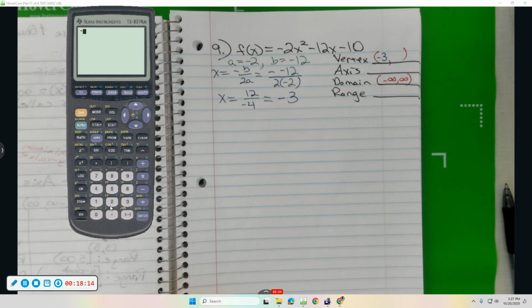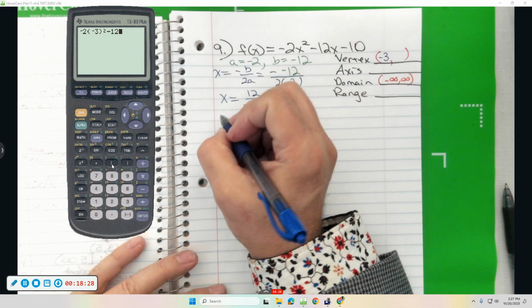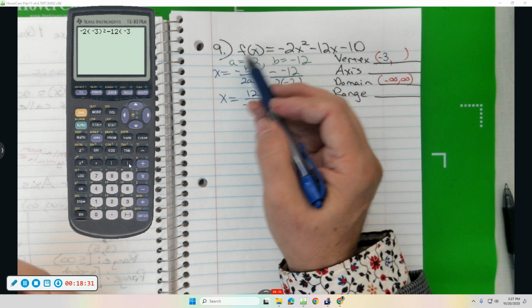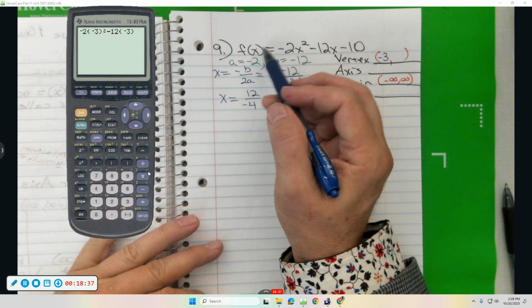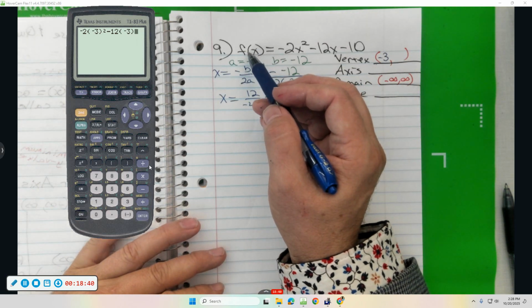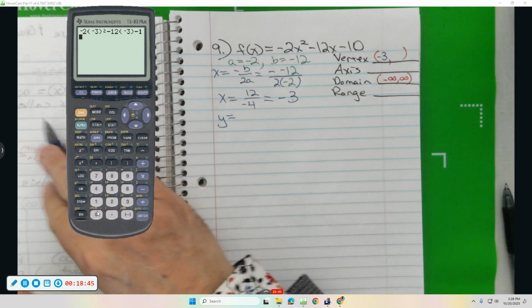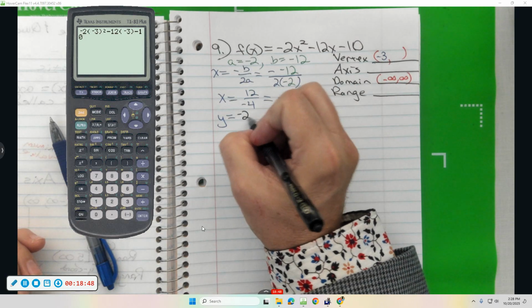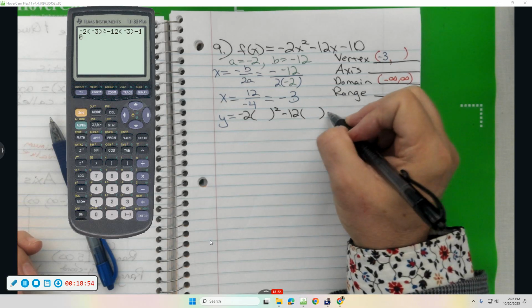If you know x, how do you find y when working with equations? You know x is negative 3. How do you find y? Okay, so we plug in the negative 3. Now, f of x is just a fancy way of saying what letter? Y. Out of laziness, I switch between f of x and y. I use them interchangeably. I'm just going to say y equals negative 2 times negative 3 squared minus 12 times negative 3 minus 10.